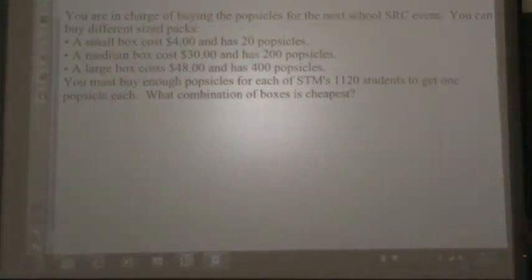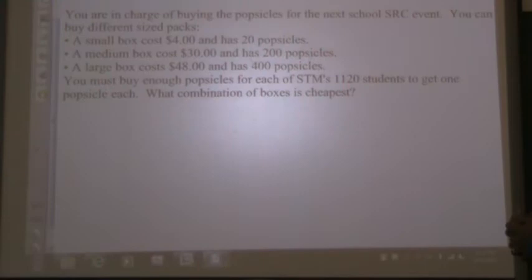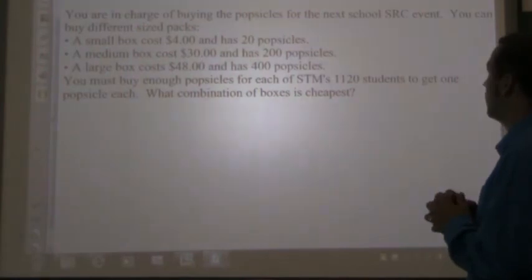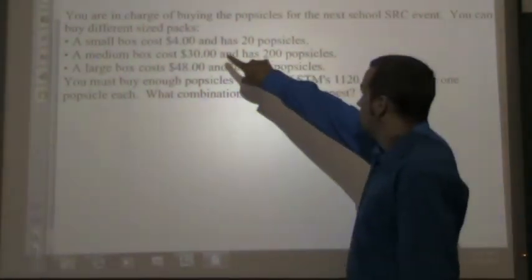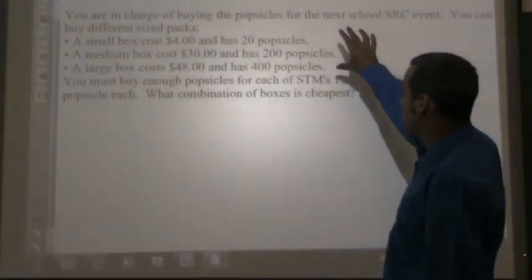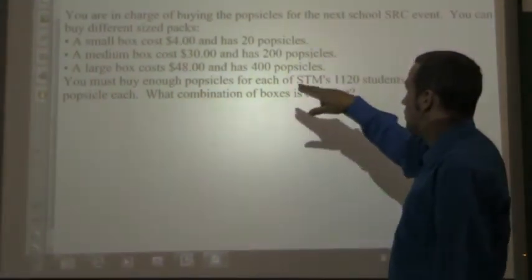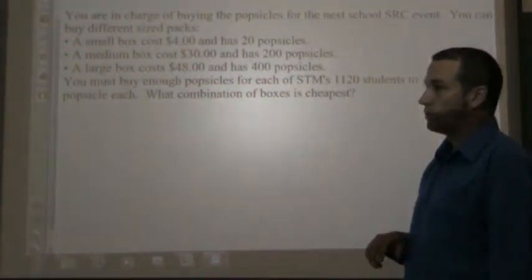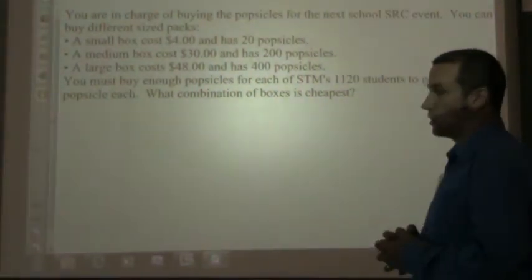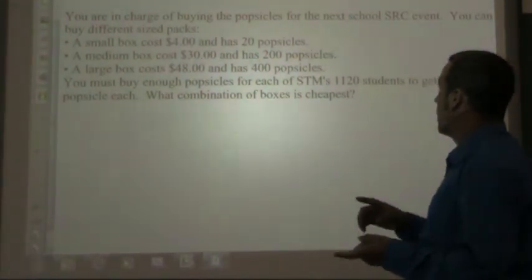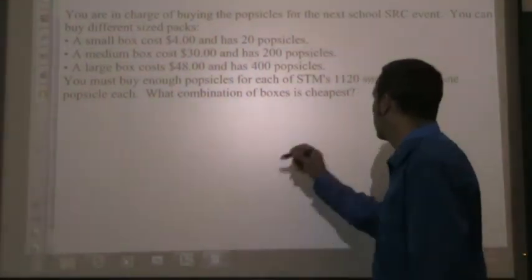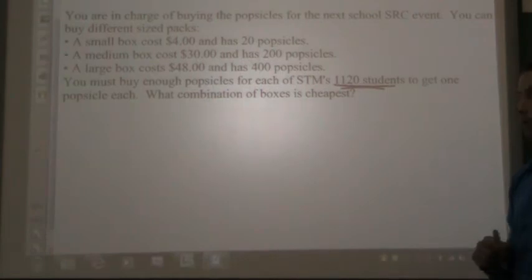So you have to try to figure out what is the best way of purchasing popsicles for the school in this particular question. It says you are in charge of buying the popsicles for the next school SRC event. You can buy different size packs. And these are the different sizes and their cost. If you worked out the unit price for each one of these, you would see as you buy larger amounts of popsicles, the better the price is. So I want to know what combination gives me the best price. I need a minimum of 1,120 popsicles. I can't be under that. I can be over it, but I can't be under it.